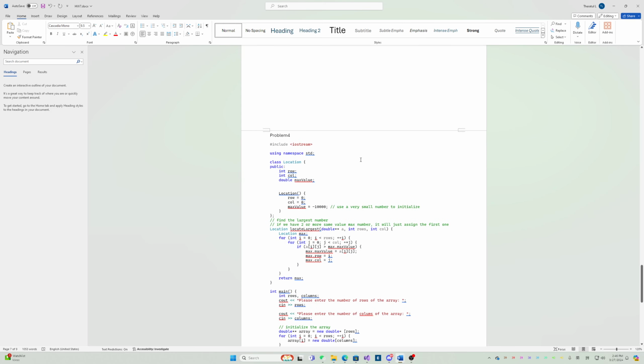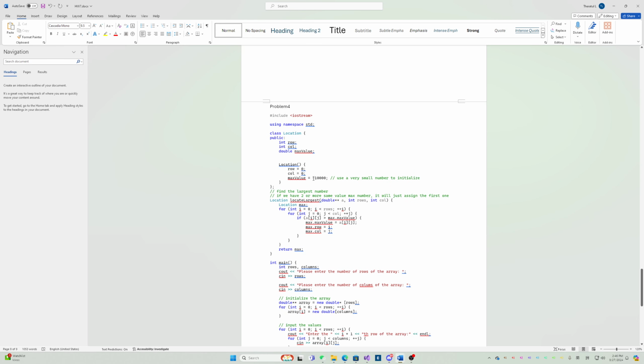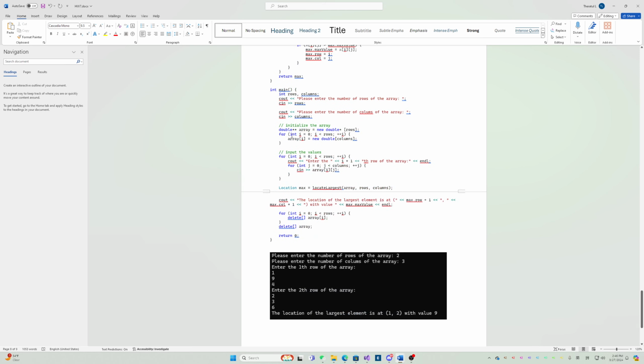And it's problem 4. Problem 4, we need to get the max number in an array. First is the constructor, and here I set -10k because I just want to choose a very small number. I can use infinity, but infinity will do some actual work right here, so I just use this number. And then is the function to locate the largest. We need to find the largest number and also save its coordinate into the max.